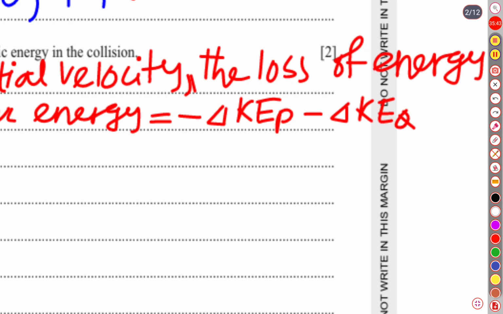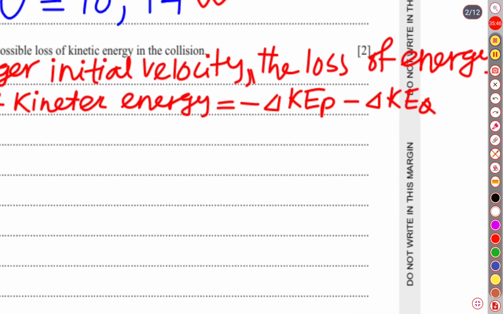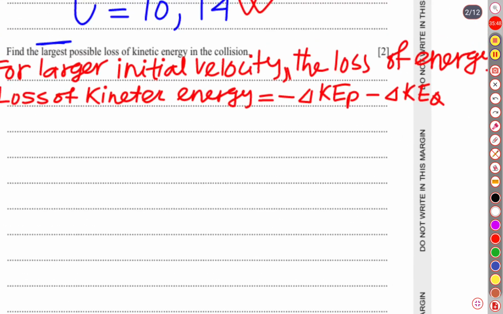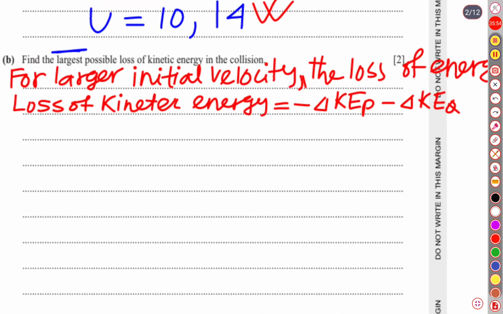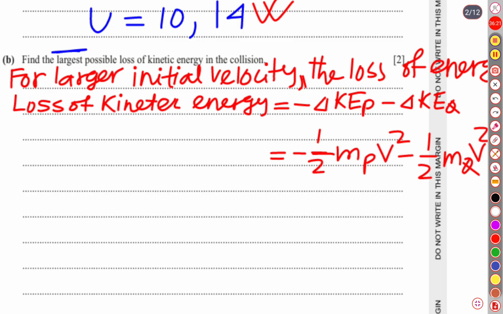Okay. Then if we apply the formula, we know the formula is half m v square. So let us write it as negative half m, the mass of particle P, times the difference between the final and initial velocity of P, minus half the mass of particle Q times the difference between the final and initial velocity.